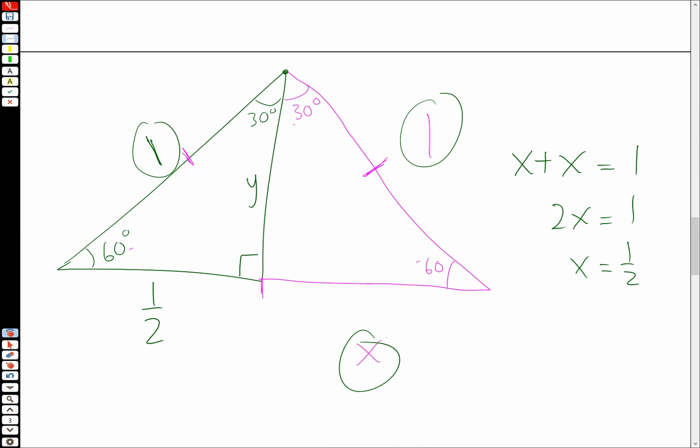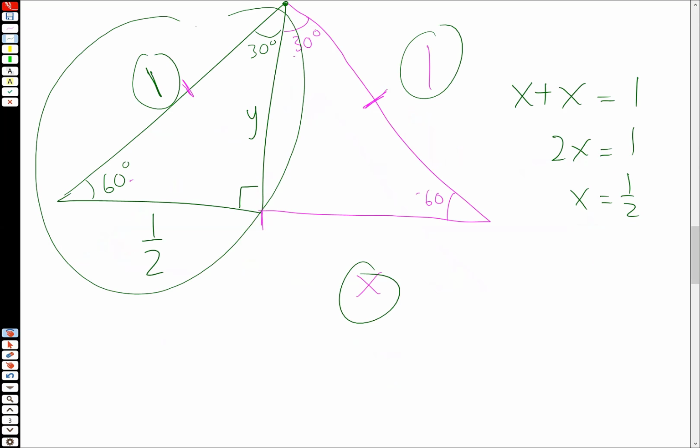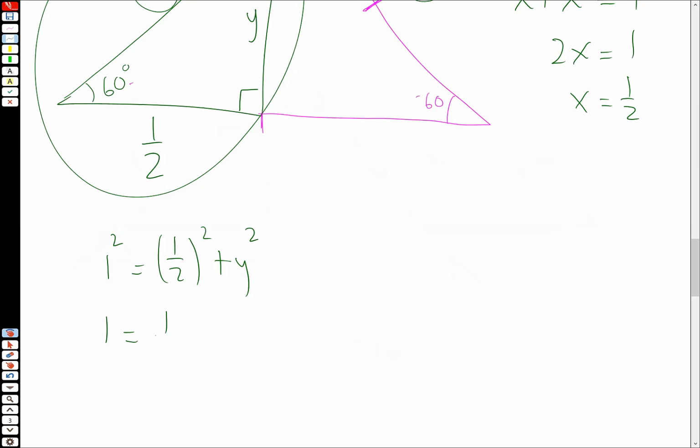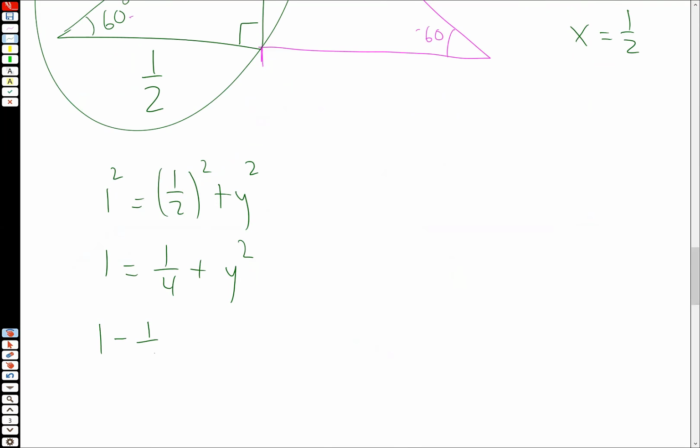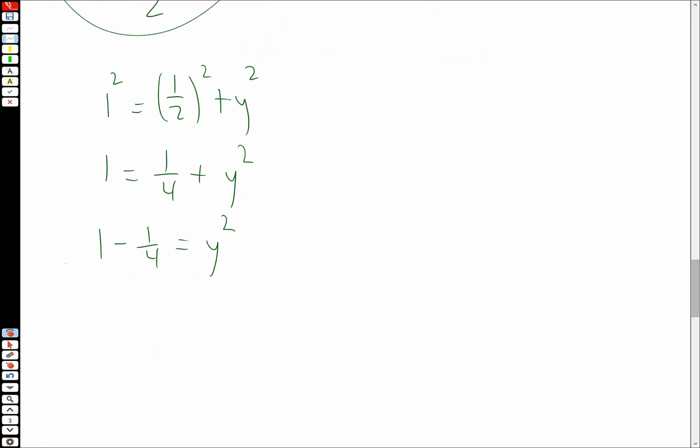Now to figure out what y is, we're going to use our favorite theorem, the Pythagorean theorem, and we're going to look at this triangle here. Okay. So we know that 1 squared is equal to 1/2 squared plus y squared. Okay, 1 squared is 1, 1/2 squared is 1/4. Okay, solve for y now. Subtract 1/4 from both sides. Okay, now what is 1 minus 1/4? Well, 1 is 4/4, so 4/4 minus 1/4 will just give us 3/4.